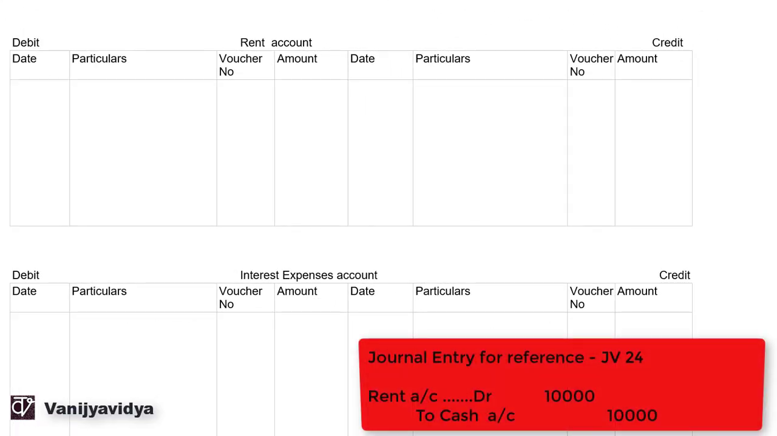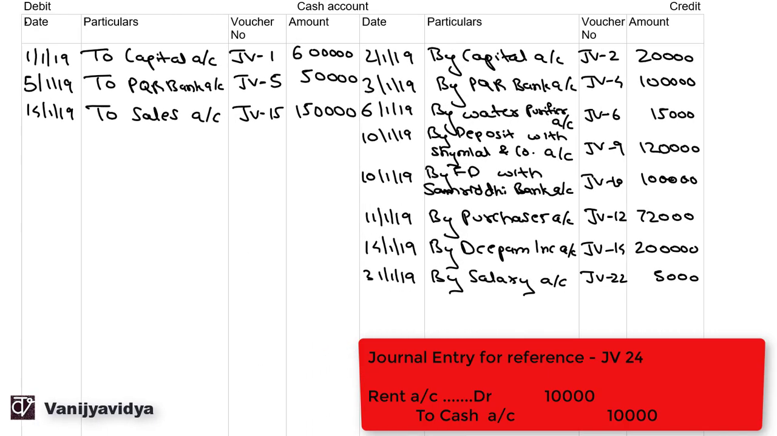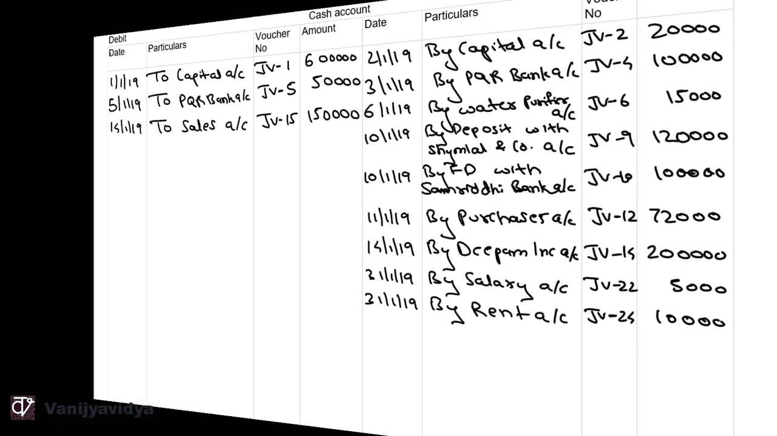On the debit side of rent account 31st Jan 2019 to cash account JV24 10,000. On the credit side of cash account 31st Jan 2019 by rent account JV24 10,000. Now let's move on to the next journal entry.